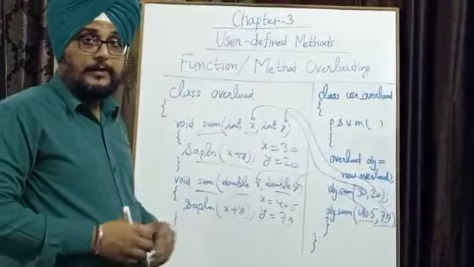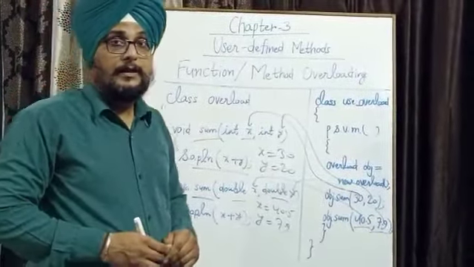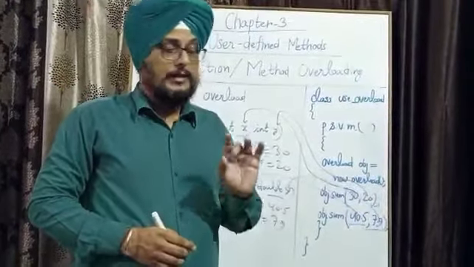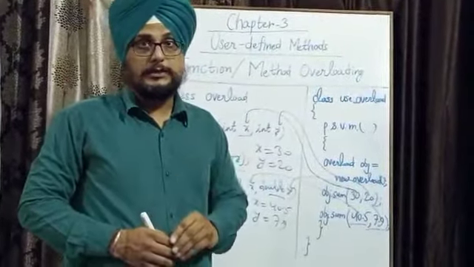On the basis of this, you just do this program: find the area of these four geometrical shapes, triangle, rectangle, square and circle, and get the output.